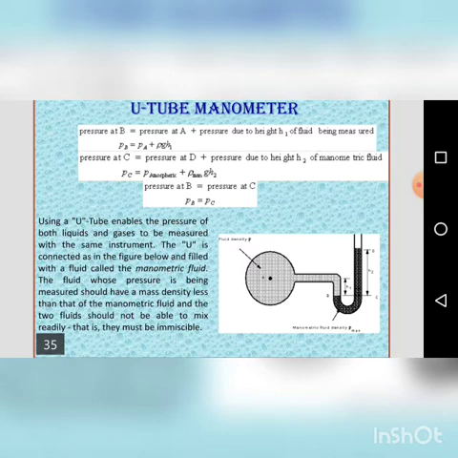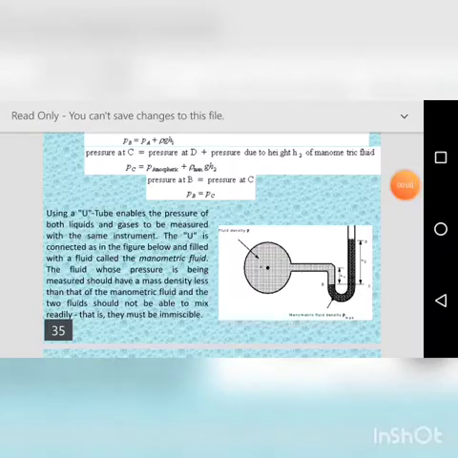So PB is equal to PA plus rho g H1. Pressure at C is equal to pressure at D plus pressure due to height H2 of the manometric liquid. So it is equal to atmospheric pressure at top plus rho g H2. Equate both the pressures. The pressure at the same datum, you get the pressure at the point to be measured.